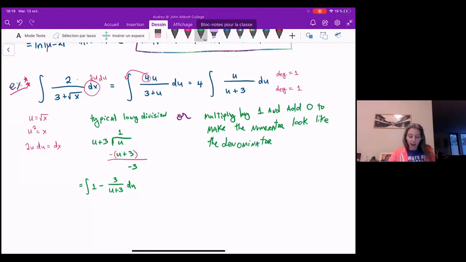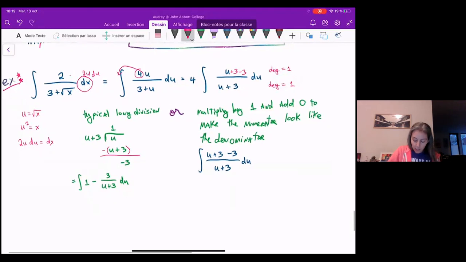So what I mean by that is up here, I don't really have anything to multiply by because I already moved the 4 to the outside. Those u's are the same. I want the numerator to look like the denominator, so I'm going to add 3. And now I have u plus 3 on top and bottom. But I can't just add 3 to a numerator. That's changing the value. So I must also subtract 3. So what I have here is the integral of u plus 3 minus 3 over u plus 3 du.